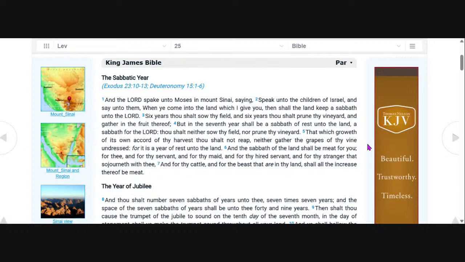That which groweth of its own accord of thy harvest thou shalt not reap, neither gather the grapes of the vineyard. In other words, you leave it alone, let it die on the branch. I've given you enough food in the sixth year to carry you through the seventh year. You leave that land alone. And the Sabbath of the land shall be meat for you, for thee, and for thy servants.